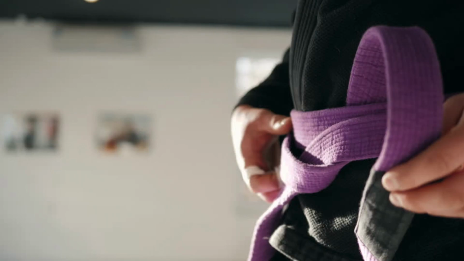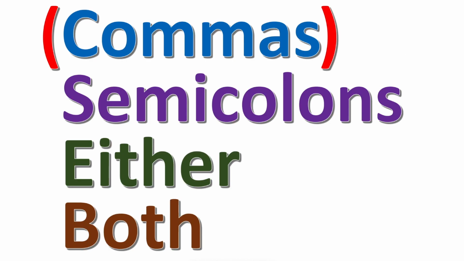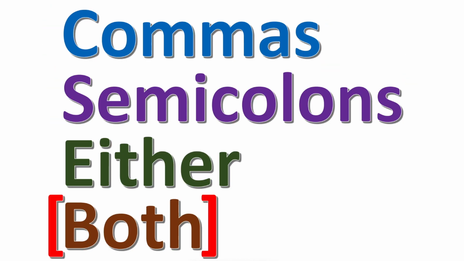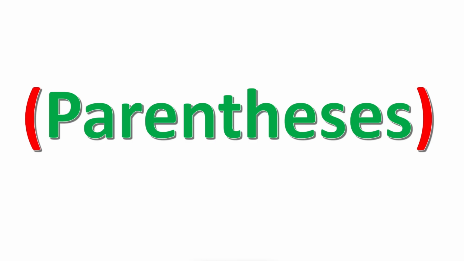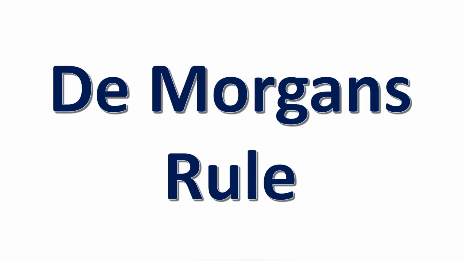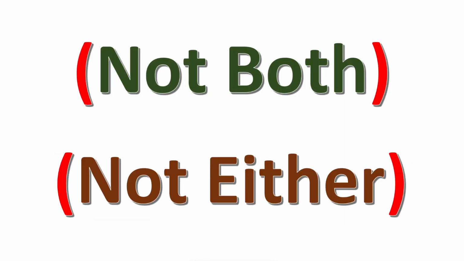With your purple belt in logic, you will master propositional logic. You've learned the logical operators and where to put the parentheses and brackets. In this video, you will learn more about parentheses and De Morgan's rule. Question: how do you express the words "not both" and "not either" with parentheses?